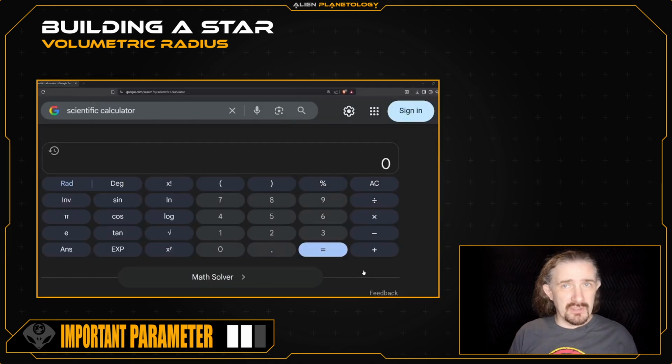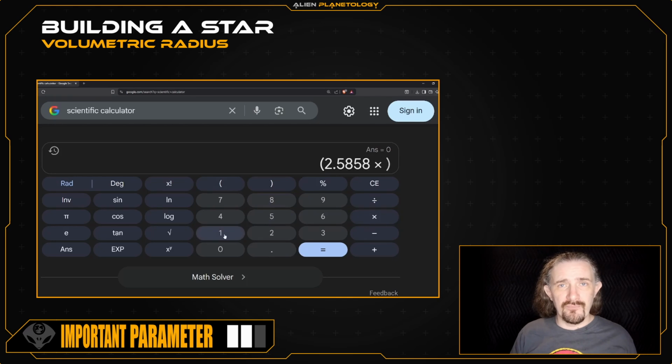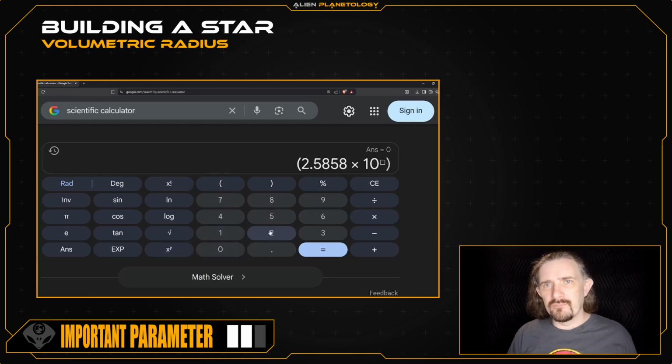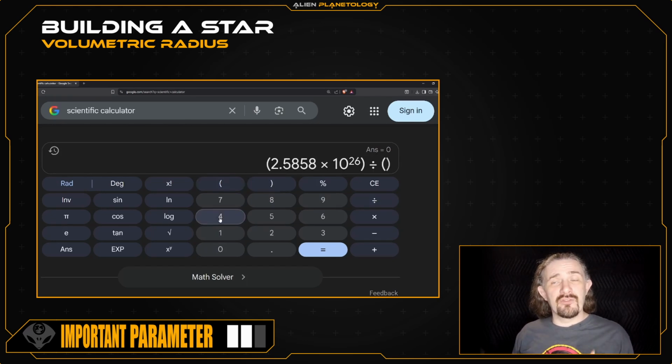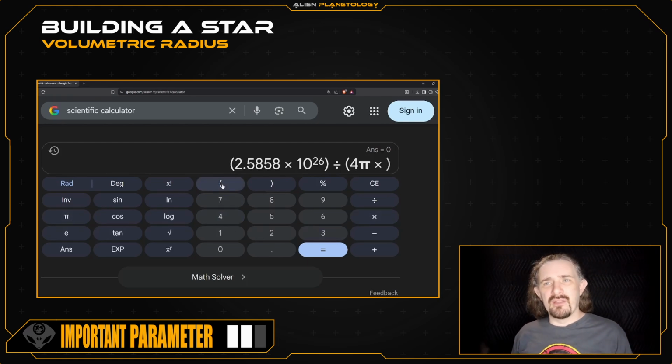As usual, because we're dealing with a number in scientific notation, we want to put it in parentheses. My star's luminosity, as I defined in the previous video, is equal to 2.5858 times 10 to the 26 watts. Then we divide. Now, for this calculation to work out correctly, we need all the terms after the divide encapsulated in parentheses as well. We then enter 4 pi. Some calculators require you to type 4 times pi, but this calculator assumes that they're multiplied together.